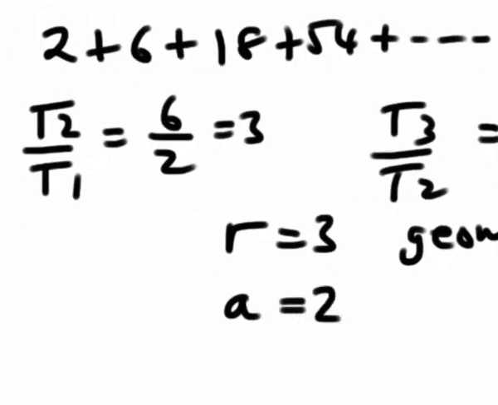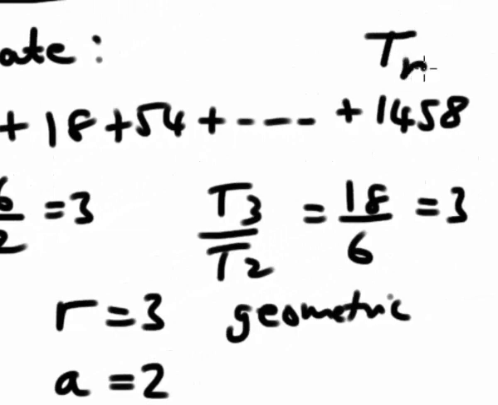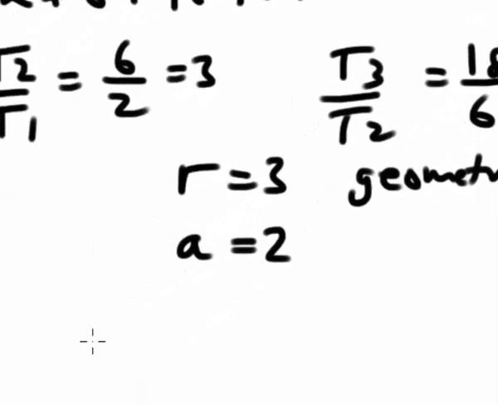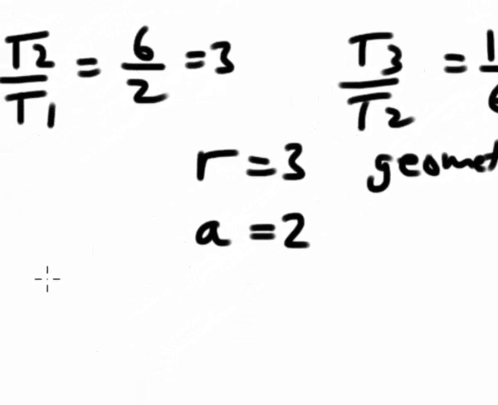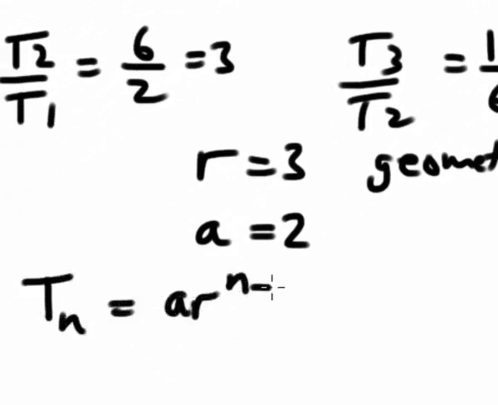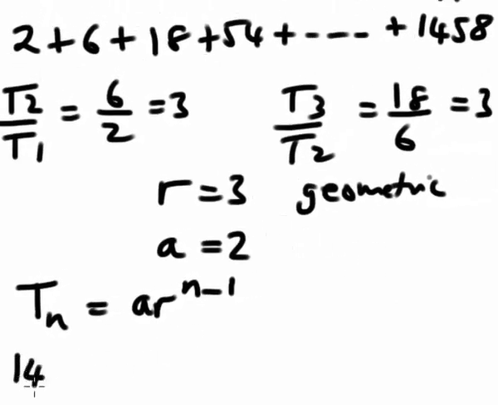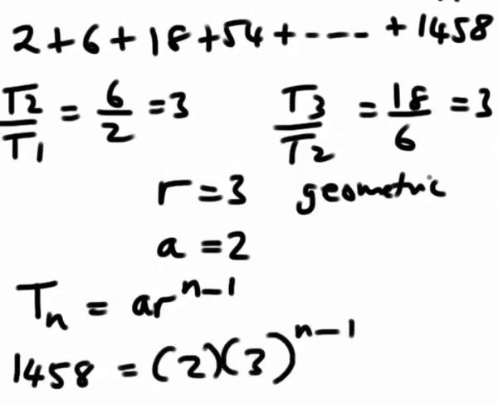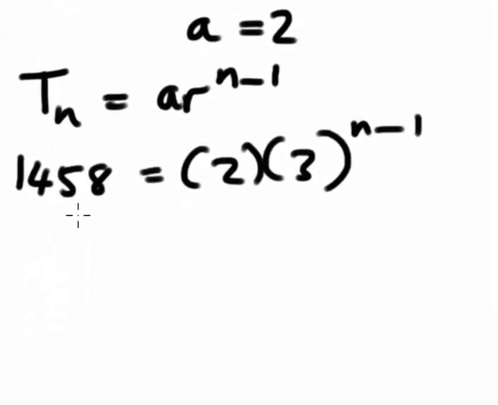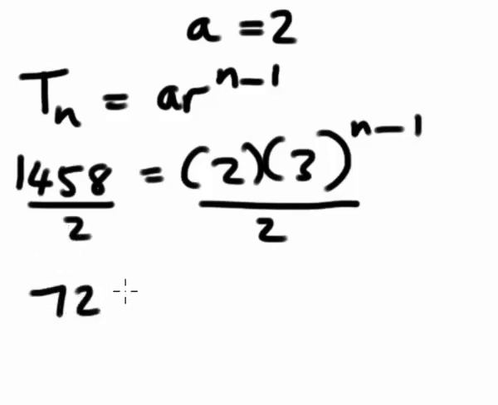But now the problem is, how many terms do we add up? We've got a term with an unknown position. The last term in this geometric series, we don't know what it is. So let's try and establish its position. How we do that is very simple. We use the formula Tn is a r to the n minus 1, because that's the term formula for geometric. The first term is 2, the constant ratio is 3, and we substitute into the formula. Now divide both sides by 2 to get rid of the 2, and you'll get 729 is 3 to the n minus 1.